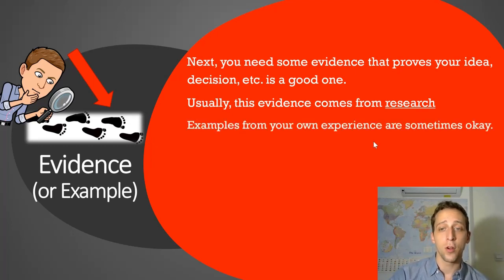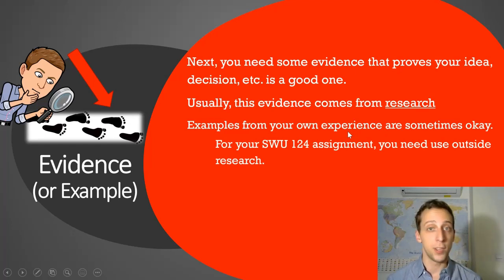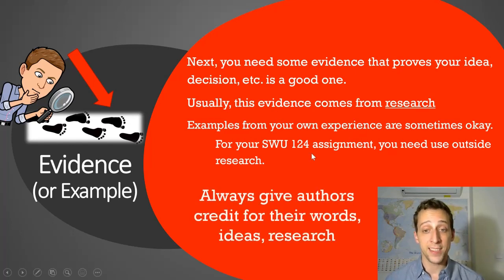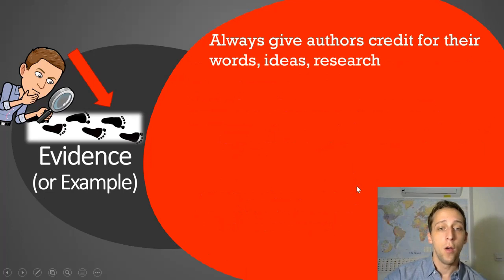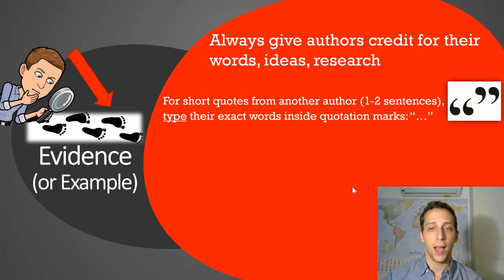Sometimes examples from your own experience are okay. It depends on what you're writing about. But for this assignment, you need to have some kind of outside research. And that's true many times when you are doing persuasive writing. So when I go and I get some research, I always need to give the author, the person who got that research, credit for their words, credit for their ideas and credit for their research that they did. So let's look at two ways that we do that, right? So if I have a short quote from another author, actually, let's stop there.